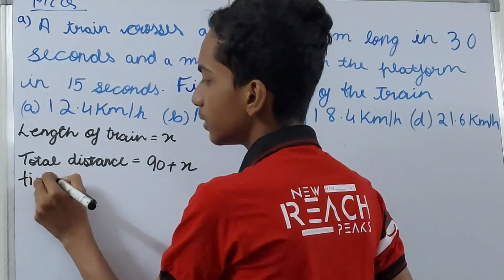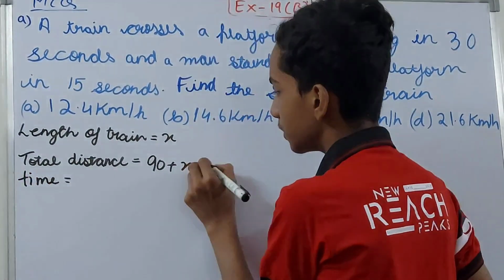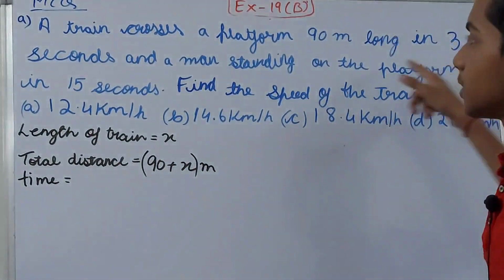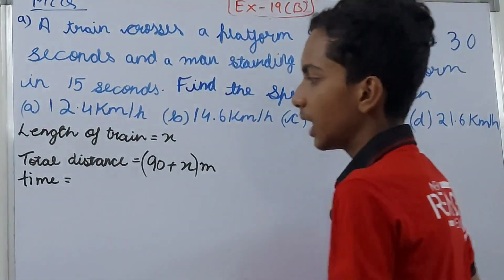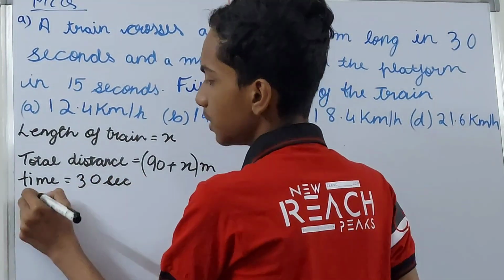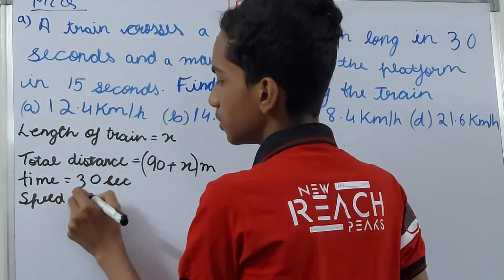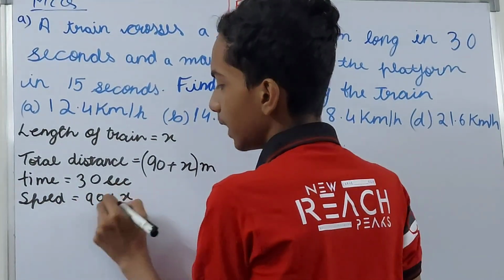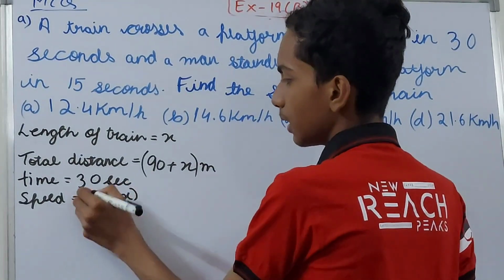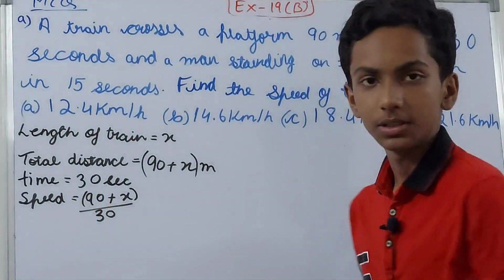Time, sorry, this is in meters. And time here is 30 seconds. So time is 30 seconds, and so the speed becomes 90 plus x upon 30. This will be this. We haven't solved this yet.